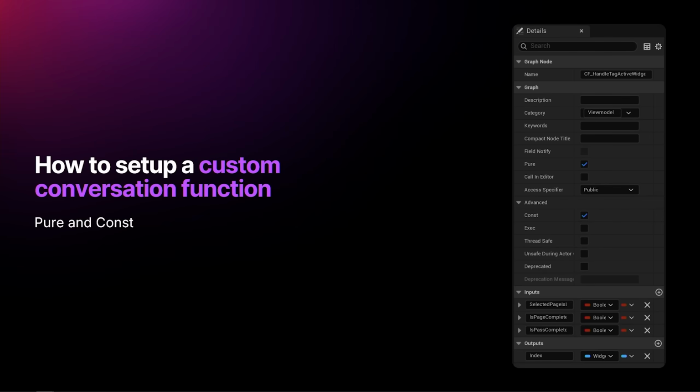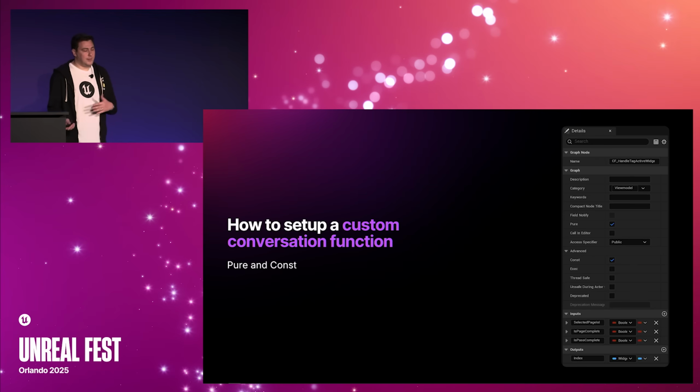Conversion functions are only supposed to calculate and return a value, not make changes to the widget within them. So that's why in that previous example, I switched to returning the active widget that I wanted to set rather than setting it in the function itself.